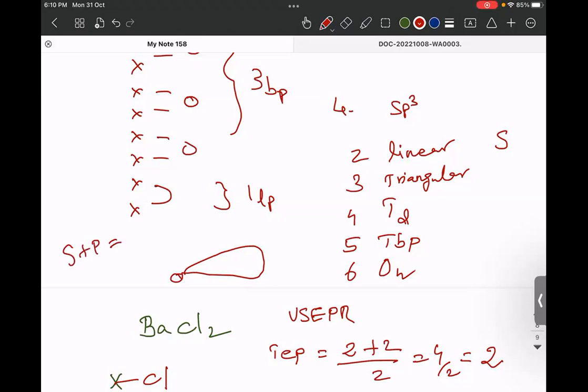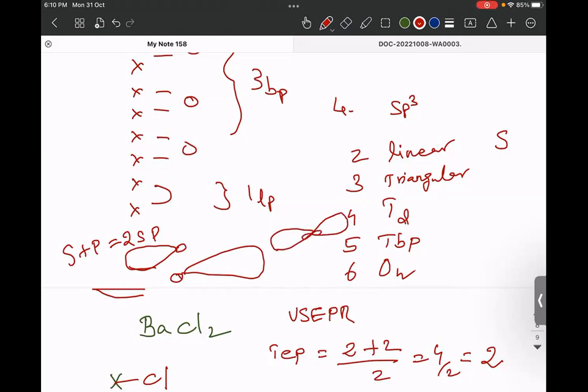Totally, how much will it combine? 2. So you will get 2 SP. One SP will become like this, another SP becomes like this. So when you are combining in the 360 degree, the 2 SP orbitals will become like this.